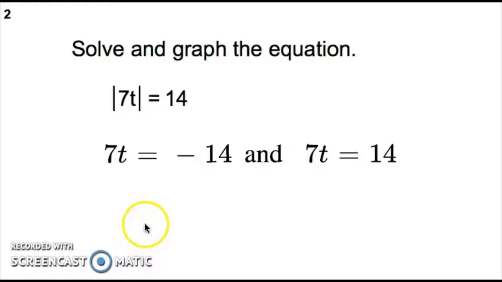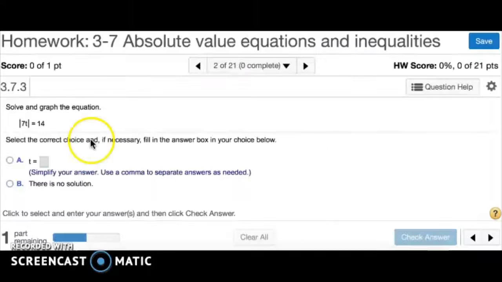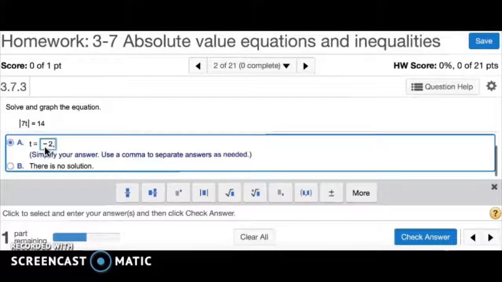So we write two equations, right? What's on the inside of the absolute value equaling negative 14, and 7t equals 14. So now we solve. Divide both sides by 7, you get t equals negative 2. Divide the second equation by 7, you get t is 2. So your answer is negative 2 and 2. Now it says to use a comma to separate the answers. So type in negative 2, comma 2.